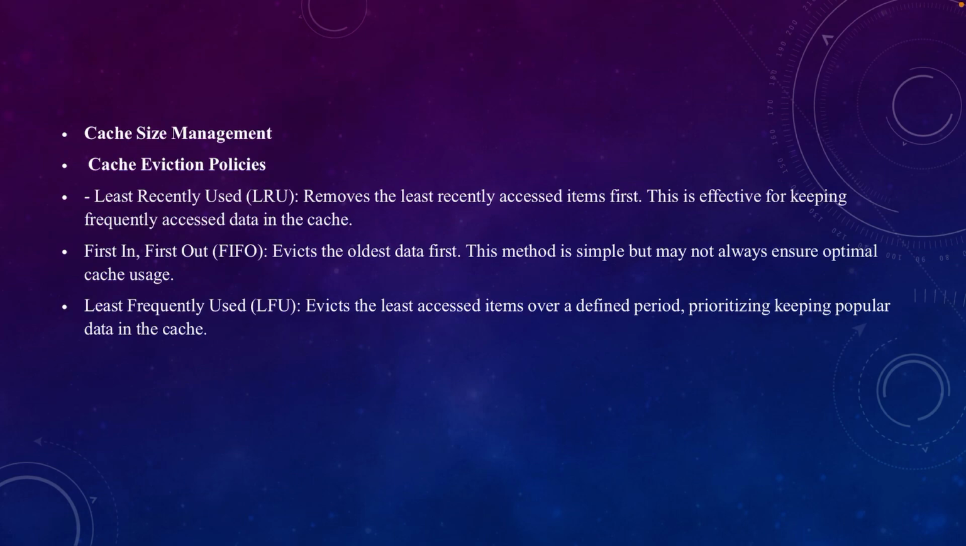And we have first in, first out, FIFO, which evicts the oldest data first. This method is simple but may not always ensure optimal cache usage. And the last one, we have least frequently used, which evicts the least accessed item over a defined period, prioritizing keeping popular data in the cache. With this, the old items are cleared and the popular data in the cache is prioritized.